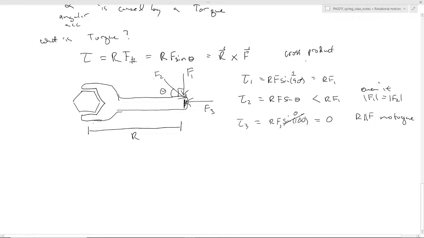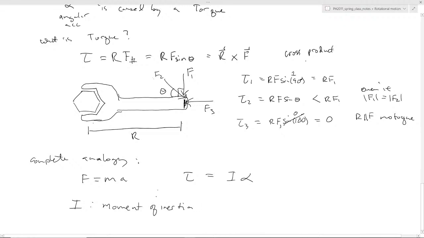And to complete our analogy, we described how a force causes an acceleration, mass times acceleration equals force. Well, a torque causes an angular acceleration, but instead of mass, we have something called I, and this is the moment of inertia. A moment of inertia is the rotational equivalent of mass.